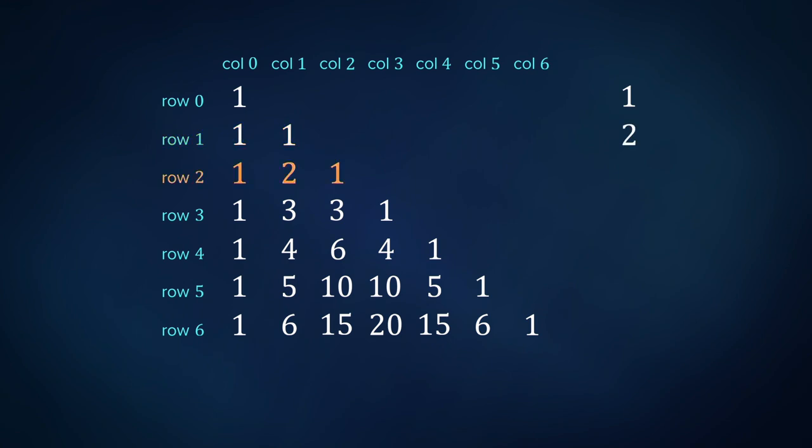The next row, 1 plus 2 plus 1 is 4. Then they add up to 8, 16, 32, 64. We're getting powers of 2. Specifically, it looks like row n will add up to 2 to the nth power. For example, row 5 sums to 32, which is 2 to the 5th power.